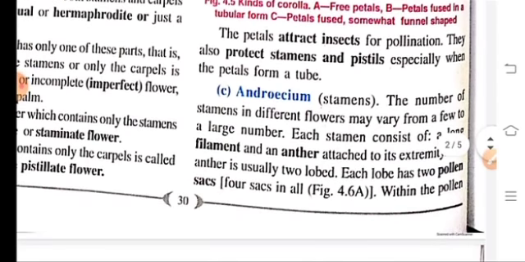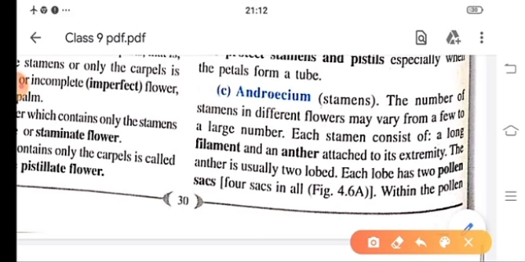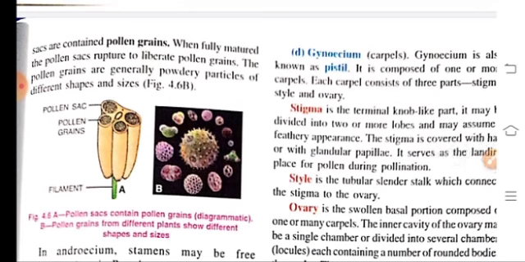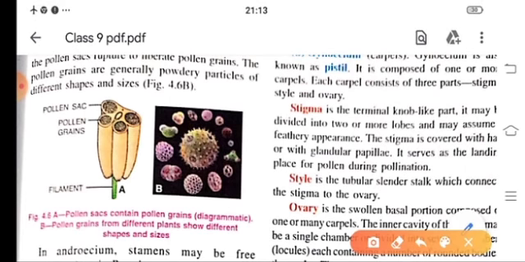Third whorl of the flower is the androecium. Now the number of stamens are different in different flowers. Now each stamen has a long filament and an anther at the top. Now these anthers are usually bilobed and each lobe has two pollen sacs in which pollen grains are present. Now when these anthers get fully matured, the pollen sacs rupture and release pollen grains for the pollination process.